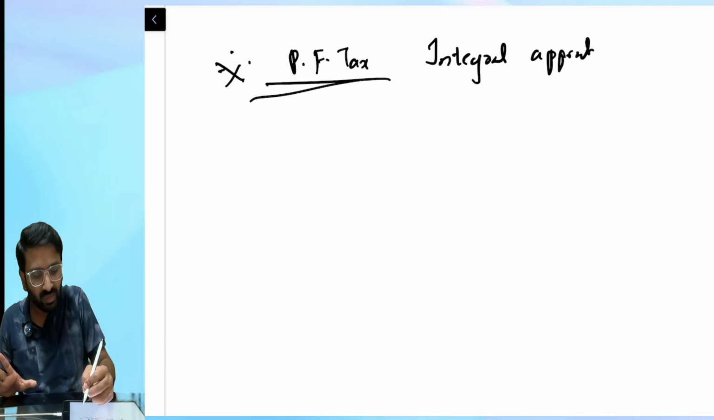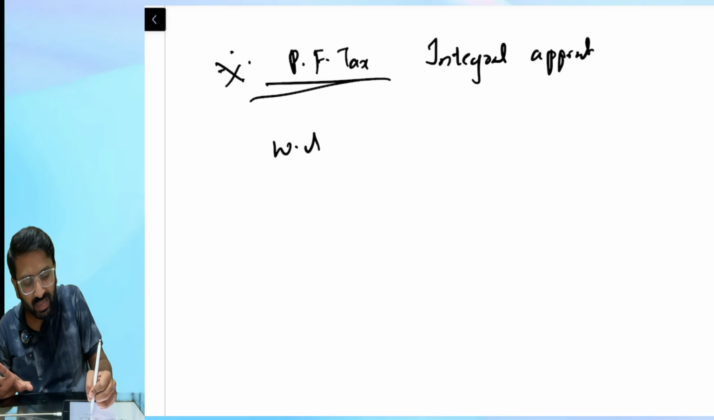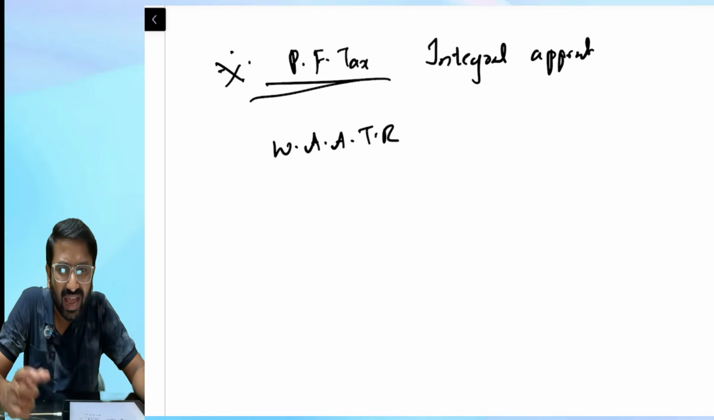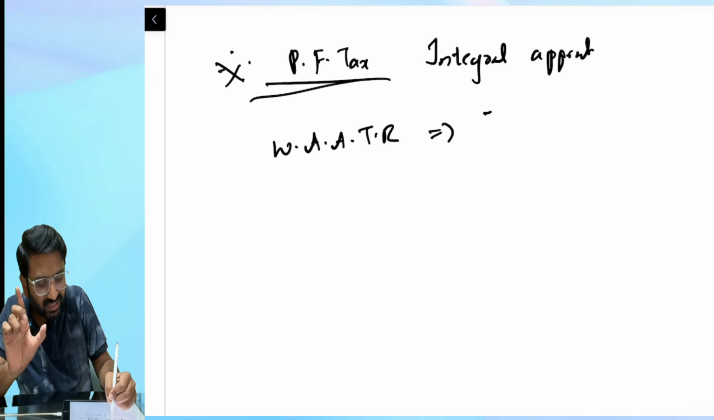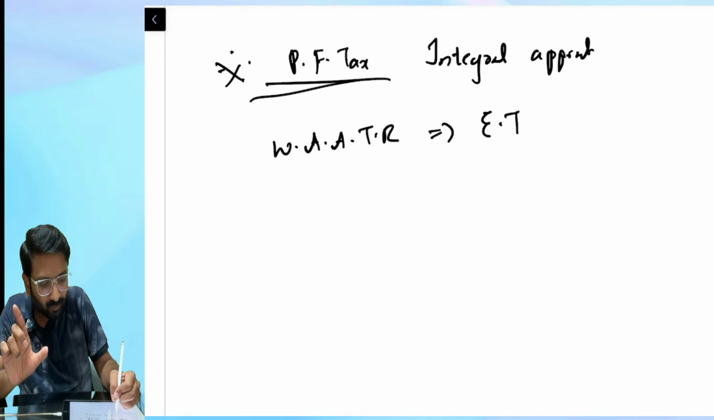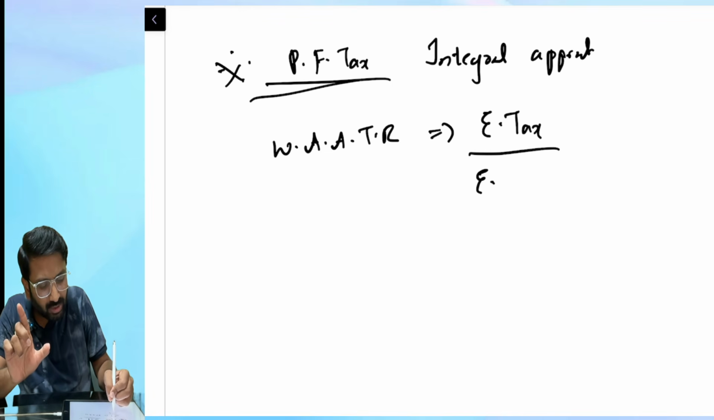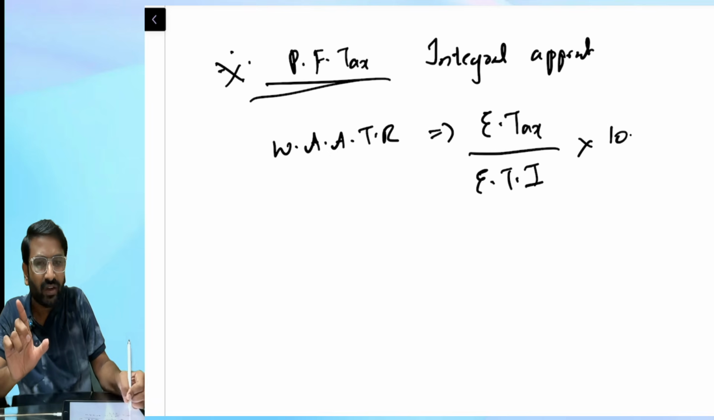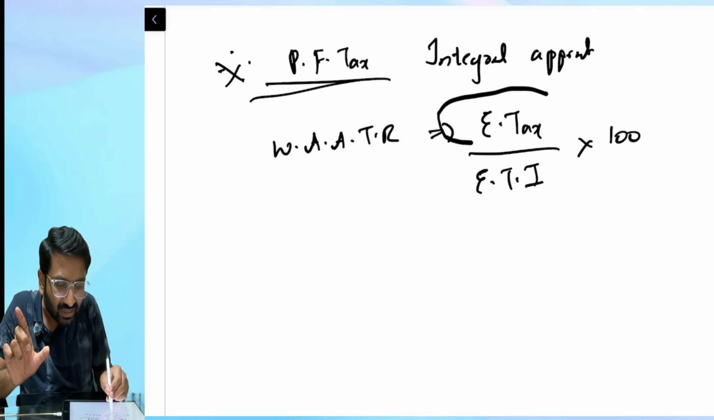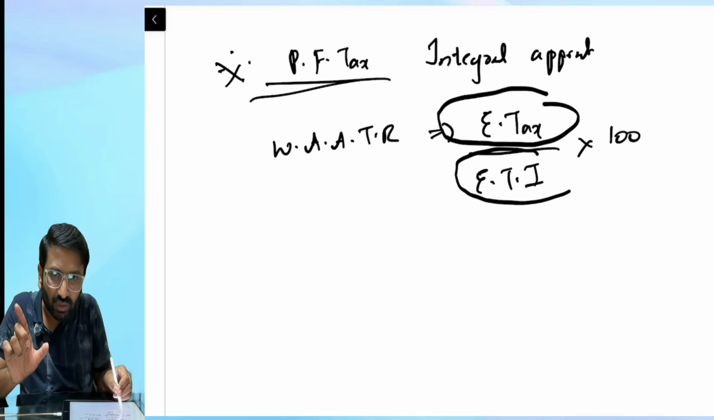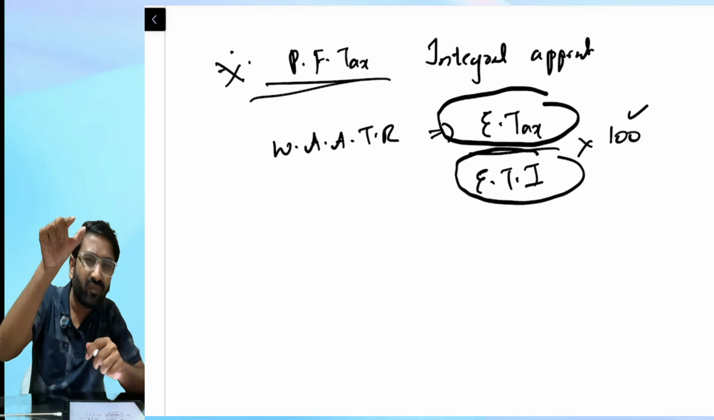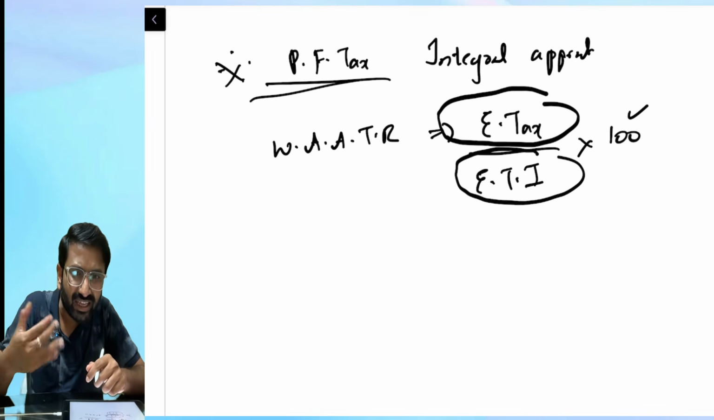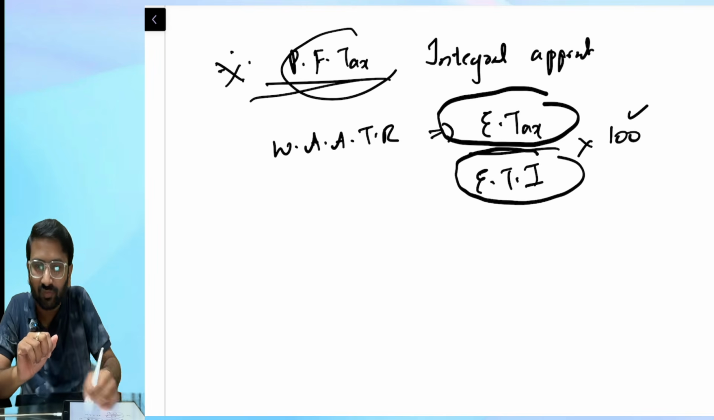So what we will do here, first we will find out something called a weighted average rate of tax. I'll call it weighted average annual tax rate. Now, how do you find out this weighted average annual tax rate? Estimated tax for the entire year divided by estimated total income, into 100. That will give you what? A weighted average tax rate. And that weighted average tax rate has to be applied on each quarter profit to find out provision for tax.